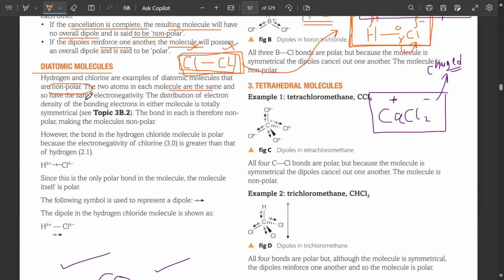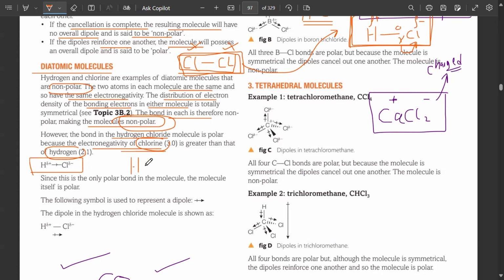same, and so they have the same electronegativity as well. The distribution of electron density of the bonding electrons in either molecule is totally symmetrical, and hence the bond in each is therefore non-polar as well, and overall the molecule becomes non-polar as well. However, the bond in the hydrogen chloride molecule is polar. Why? Because the electronegativity of chlorine is greater than that of hydrogen. So this is a polar molecule.